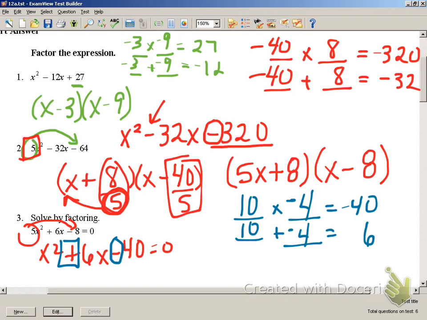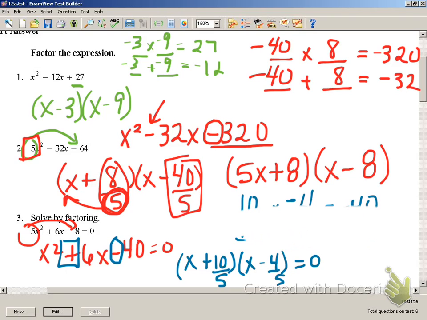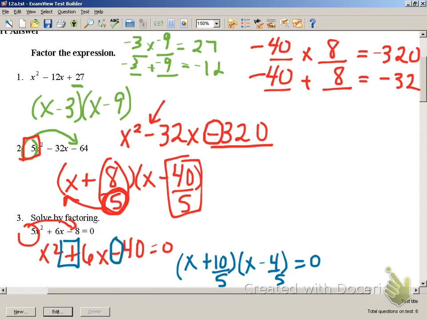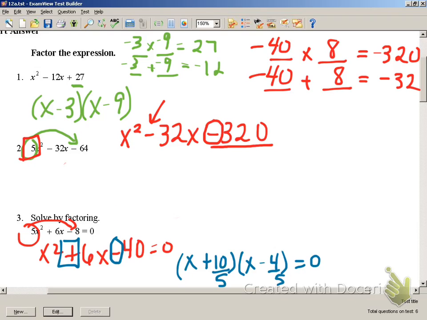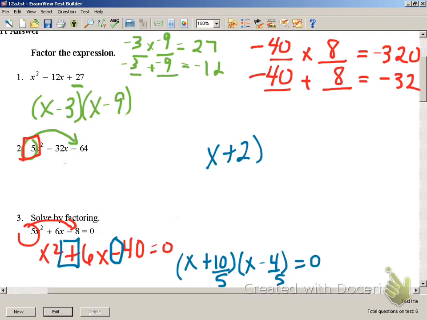So therefore my factors are x plus 10, x minus 4 is equal to 0. And from here we have to put the 5 back underneath. So now we return and clear. Get rid of some of this so we have some more room. So I've returned it, now clear it. 10 over 5 does reduce, so we have x plus 2. 4 over 5 does not, so I have 5x minus 4 is equal to 0.